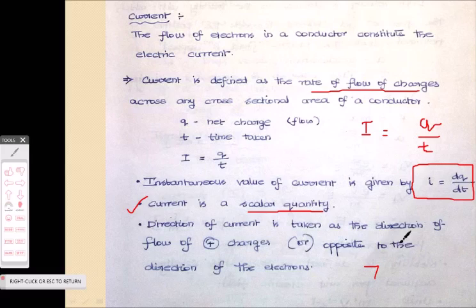The direction of the current is taken as the direction of the flow of positive charges, or opposite to the direction of the electrons. So, the direction of flow of the positive charges is opposite to the direction of the electrons.